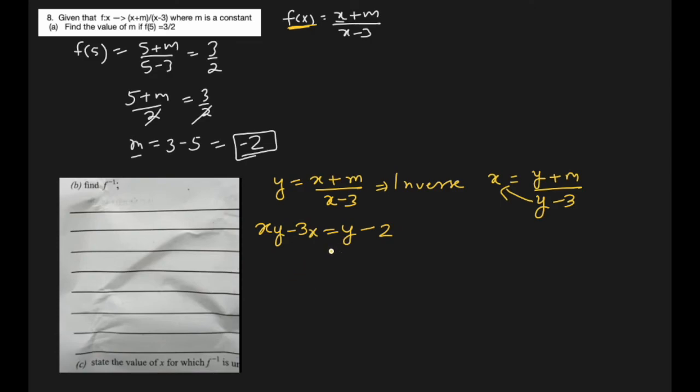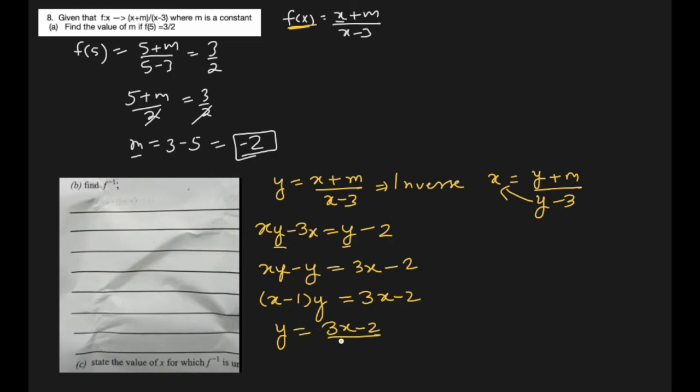Okay. Now we have to isolate this y. So that means both the y's must be together, and others will be on the right side. So take a y common out of this. So y becomes 3x minus 2, which was on the right, divided by what was the coefficient of y? x minus 1. This is f inverse x. 3x minus 2 over x minus 1.